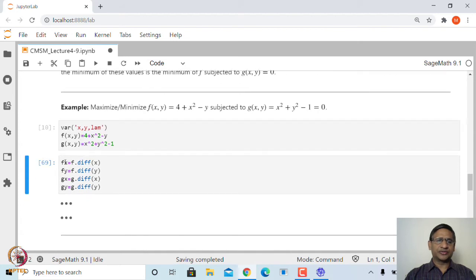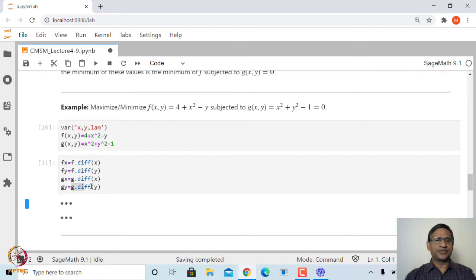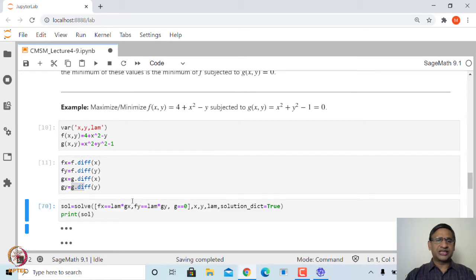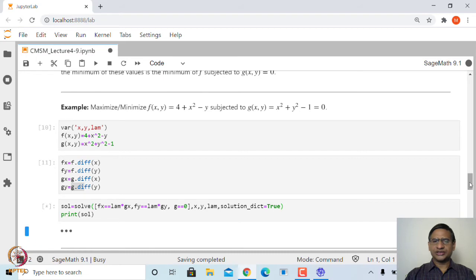So, let us find the partial derivative of f with respect to x, the partial derivative of f with respect to y, the partial derivative of g with respect to x and the partial derivative of g with respect to y, and store them in f x, f y, g x, g y, right. Once we have obtained this, now we need to solve the equations f x is equal to lambda times g x, f y is equal to lambda times g y, and g x y is equal to 0 for x, y and lambda, and let us enable solution dictionary is equal to true. So, we will get the solution as a list of dictionaries. Let us run this.